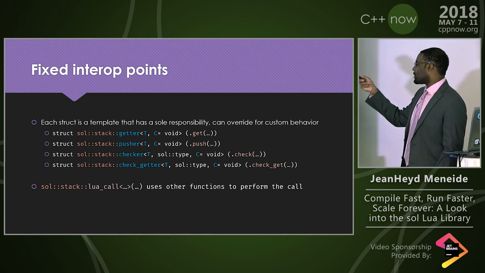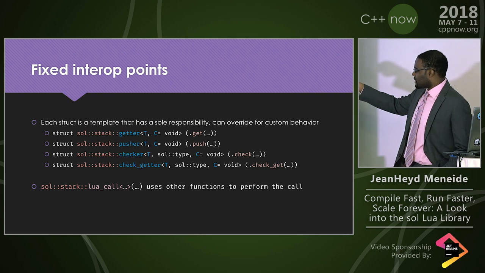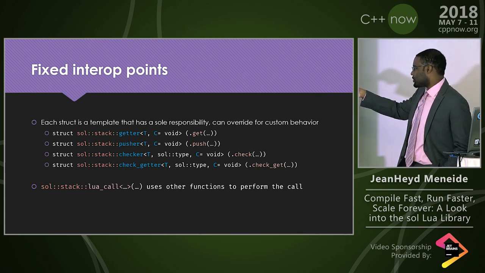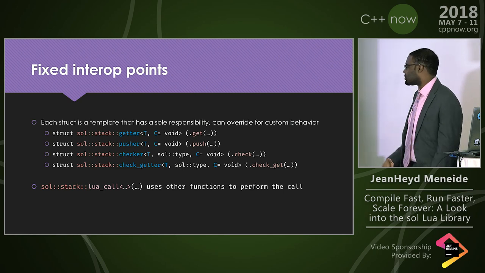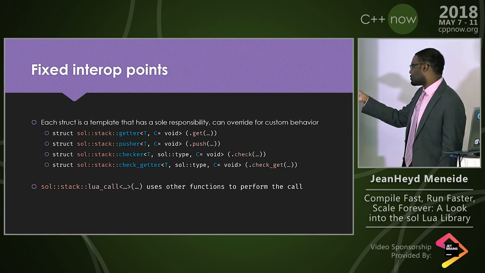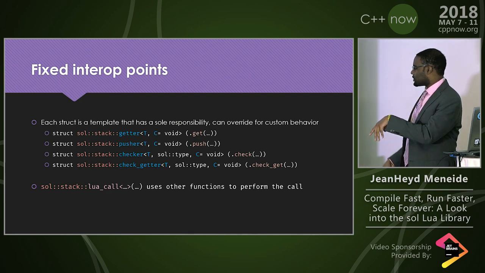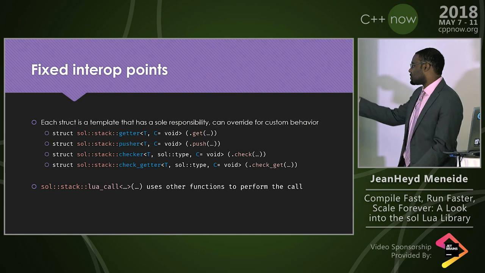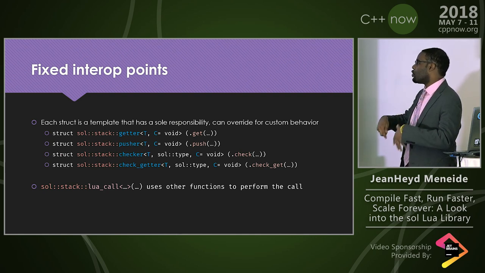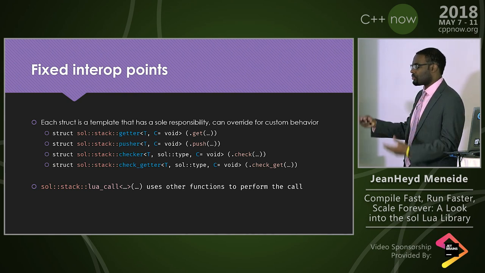And also we have these fixed interop points, right? On top of having these functions here, all these functions are defined in terms of this thing. And you'll see that they're basically just structs. So we have getter, pusher, checker, and check_getter, right? They correspond to the function names. They each have a .get, .push, .check, and .check_get. They're all usually implemented as static, but we always access them as if there were a member function on this, after we create one of these structs, mostly because you are allowed to override this struct with your own specialization. So if you wanted to do some kind of stateful thing or whatever, we let you do that. So we don't do ::get as a static, we do .get.